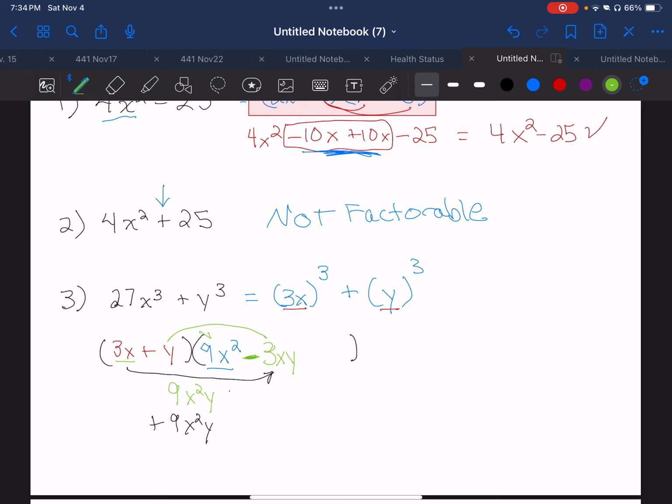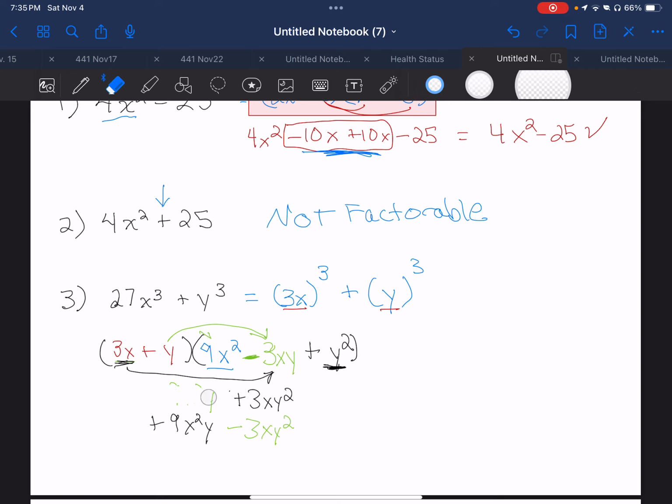But then when the y is multiplied by that, we'll get negative 3xy squared. I need to cancel that out. So I'm asking myself here for the last term, what will give me 3xy squared? So I have my 3x times y squared will give me 3xy squared to cancel out. I made it positive. Does this work? Let's check it.